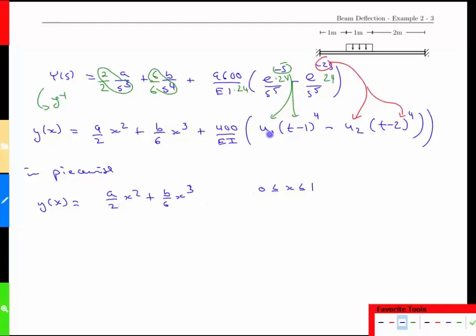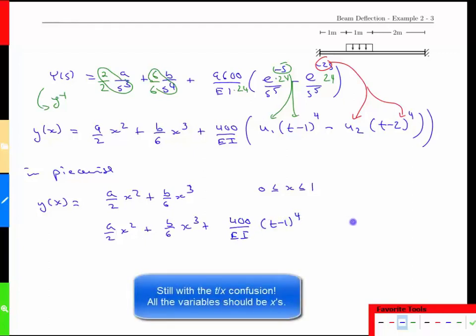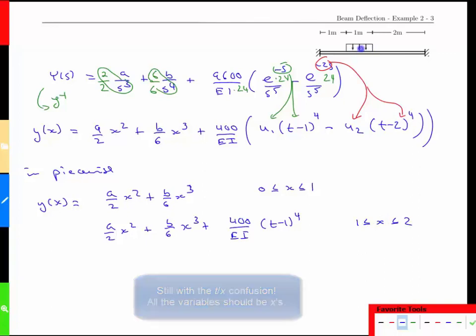Later on, when u1 is activated at x equals 1, we're going to have exactly those same terms plus the contribution of this term here, 400 over EI times t minus 1 to the 4. And that will apply for 1 to 2 for our x values, so in the domain where the load is actually being applied.